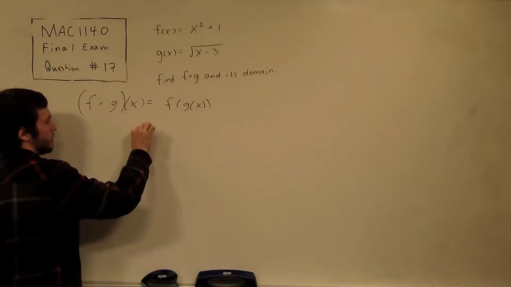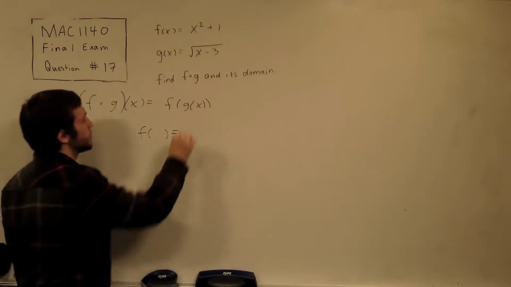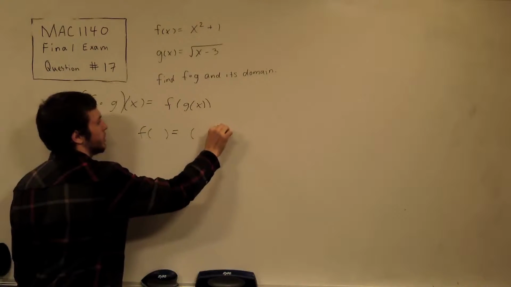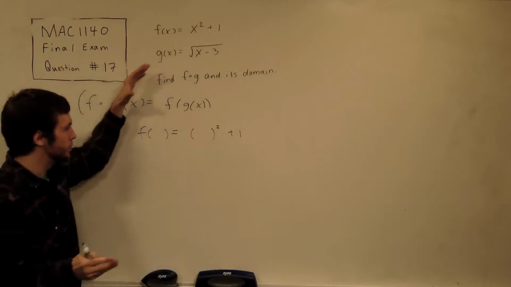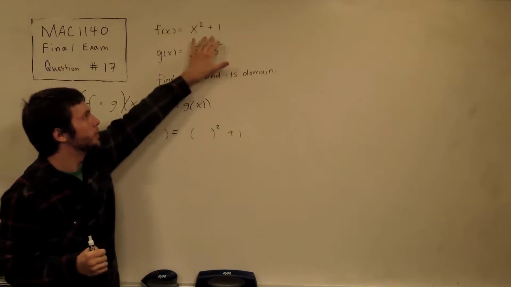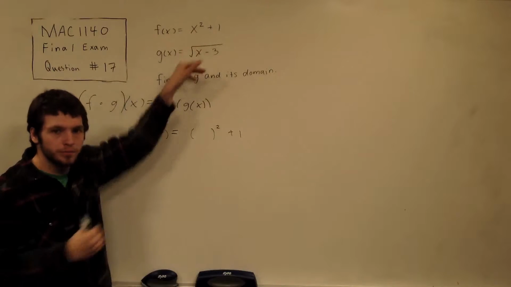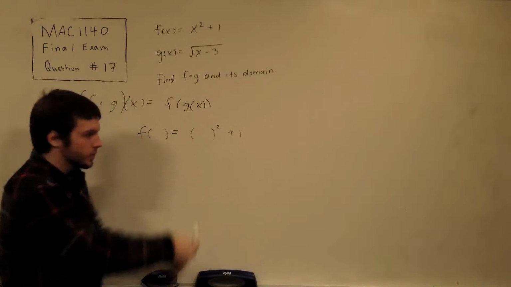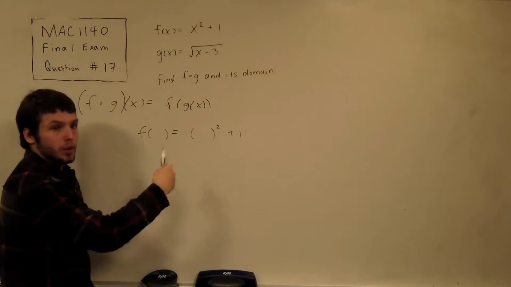So f of blank equals blank squared plus 1. This is the process. You just look at your f, and you don't write the x. Leave this thing blank, and then in the function, wherever you see an x, just write an open set of parentheses. So here we had an x squared. Here we have an open set of parentheses squared. Then you go in and fill in the parentheses with whatever g was.